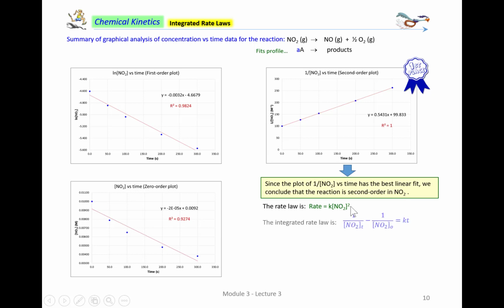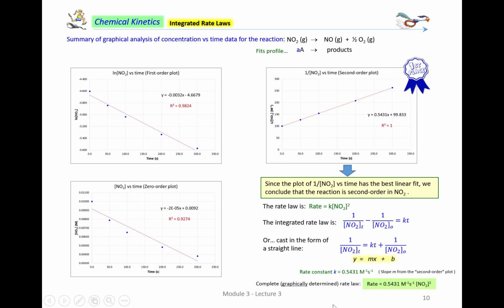The integrated rate law, of course, would be of this form. We stated that previously. If this is the rate law, then that's the integrated rate law. Or if we cast this in the form of a straight line, it looks like this. And the reason, again, we point this out is because we're interested in the rate constant for this reaction. The rate constant is simply the slope of this line, which would be 0.5431. And since this is a second order rate constant, it would have units of per mole per second. We simply read the number off the slope of this second order plot. So the complete graphically determined rate law for this reaction would be rate equals 0.5431 per mole per second times the NO2 concentration squared.